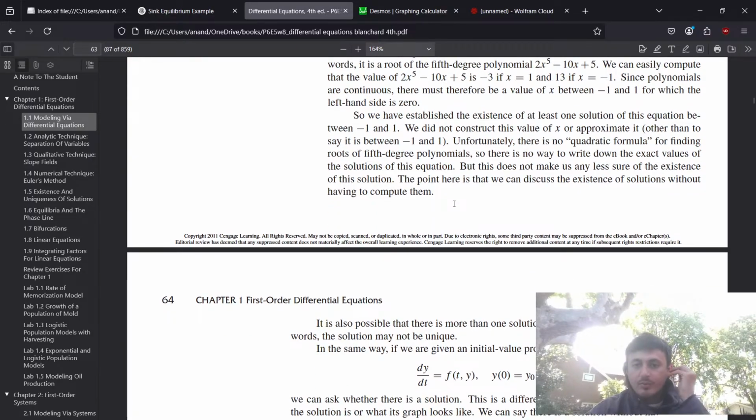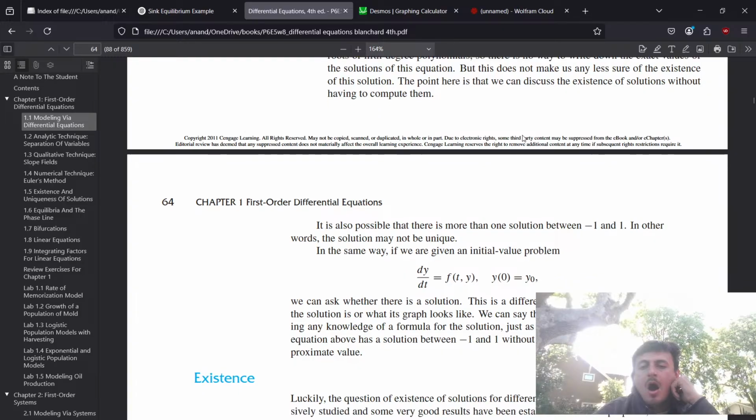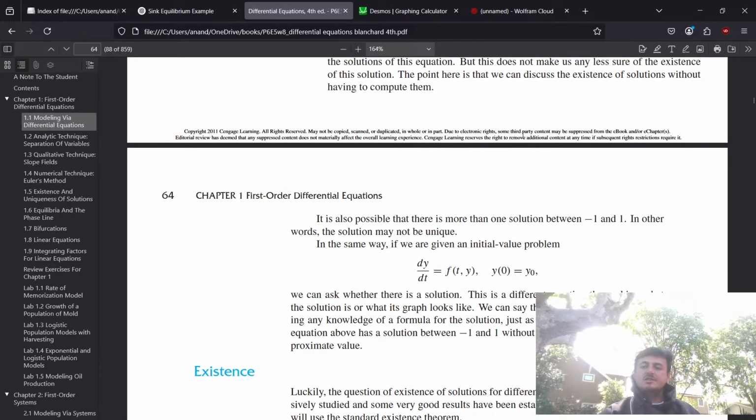Okay. But we did not show that that's the only solution. And we didn't really approximate it. So we can discuss the existing solution without having to compute them.